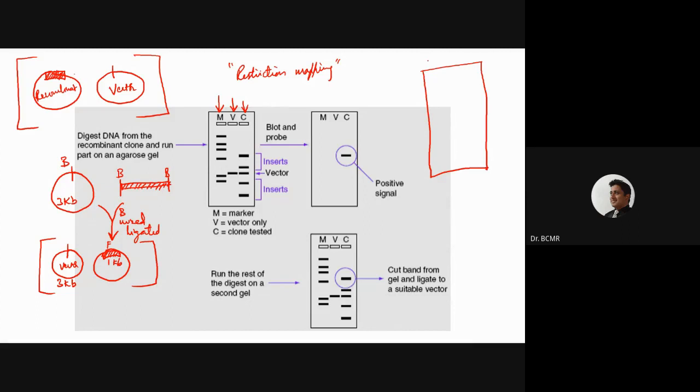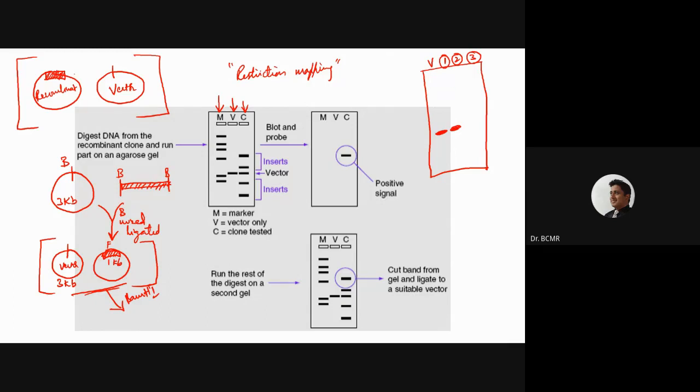So if I have put in vector alone here, and it comes as a 3 kb fragment, I will give you three different clones: clone 1, clone 2, and clone 3. I have digested these clones with BamHI. I could have also used other restriction endonucleases, based on the context and which restriction enzymes are present.